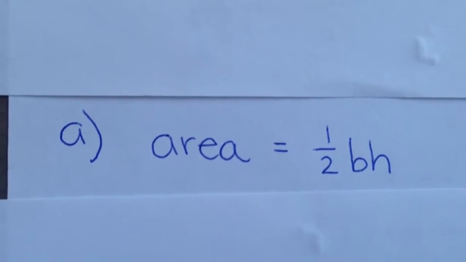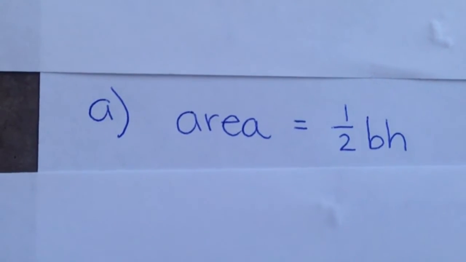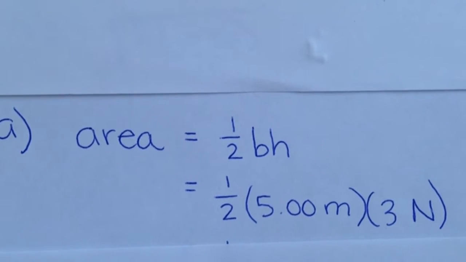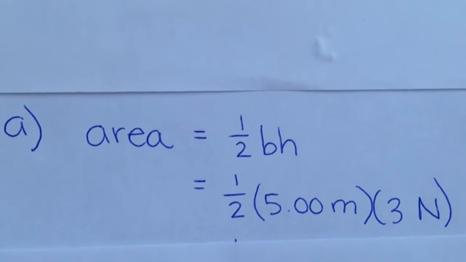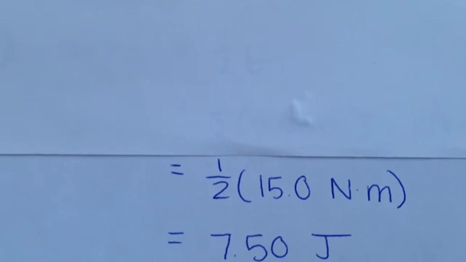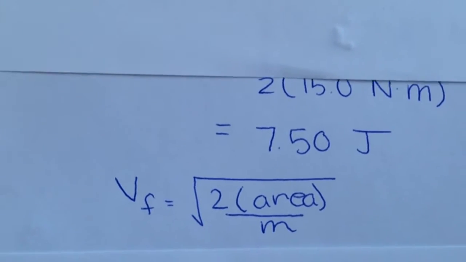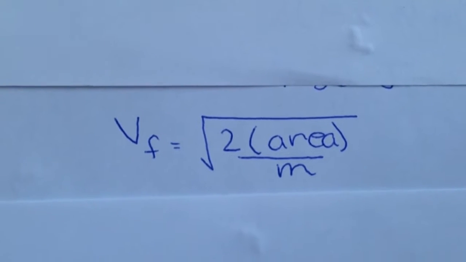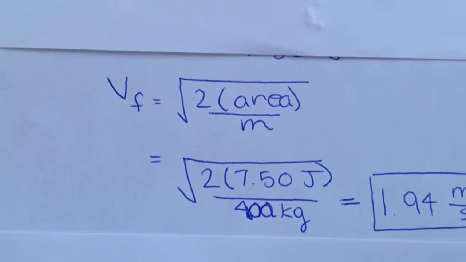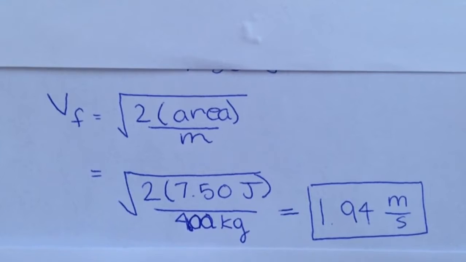In part A, since the area under the curve is a triangle, we use the equation area is equal to 1/2 base times height. The base is 5 meters long and it's 3 newtons high. So the area is equal to 1/2 times 15 newton meters, which comes out to 7.5 joules. Plugging into our equation, velocity final is equal to the square root of 2 times area over m. So we get 2 times 7.5 joules over 4 kilograms, which is 1.94 meters per second.